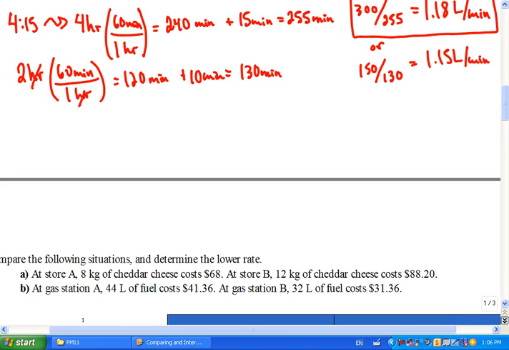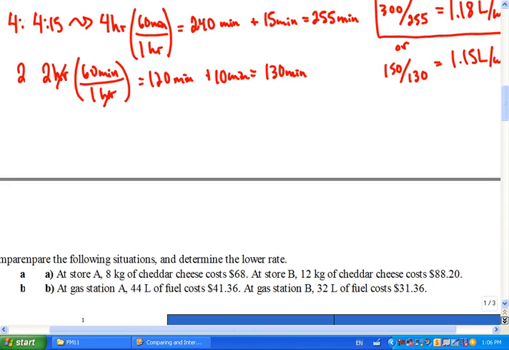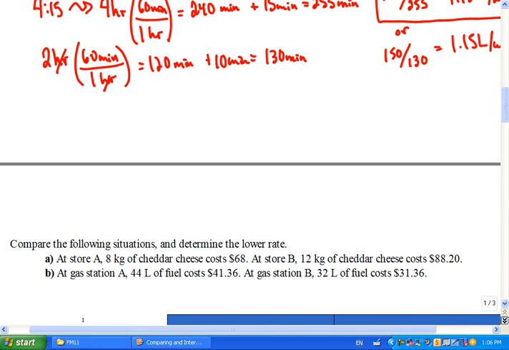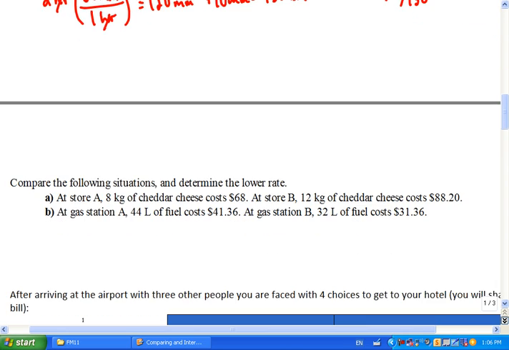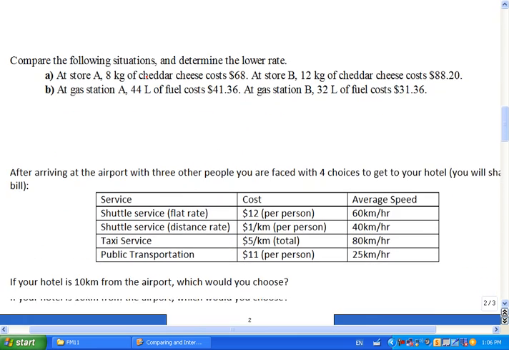Let's try, well, here's something. You probably haven't bought a lot of cheese, but you probably at least are aware of gas and gas prices. So at a gas station, let's try this one. Which has the lower rate? For gasoline, that would be the cheaper price. Okay, so you try this one. You have a gasoline with 44 liters of fuel for $41. And 32 liters of fuel for $31.36. So which station had the cheaper rate?